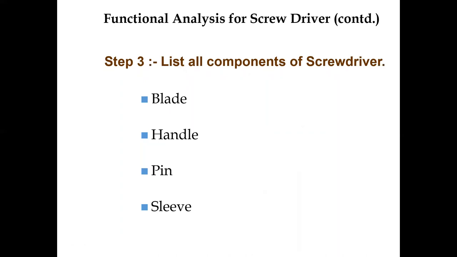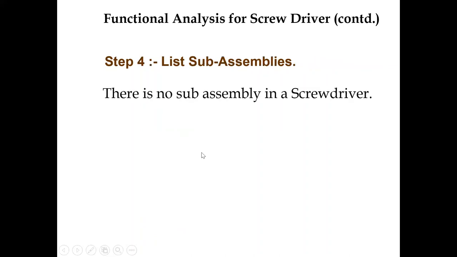Next, what we have to do is list down all the different components in the particular product. It's not only applicable to a screwdriver, it can be any product. You need to list down the different components, subcomponents, or what you call block material, different sub assemblies or different sub parts. So here the screwdriver has the blade, handle, pin and sleeve. And next, if there are any subdivisions or sub assemblies, you need to note those down also. Unfortunately, there are no additional sub assemblies in the screwdriver.